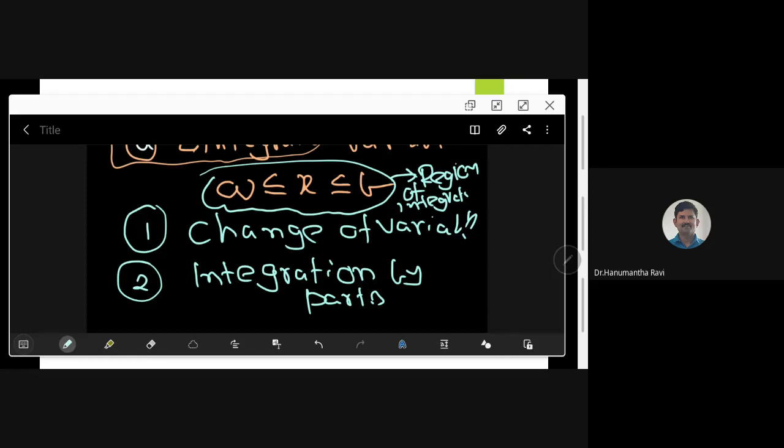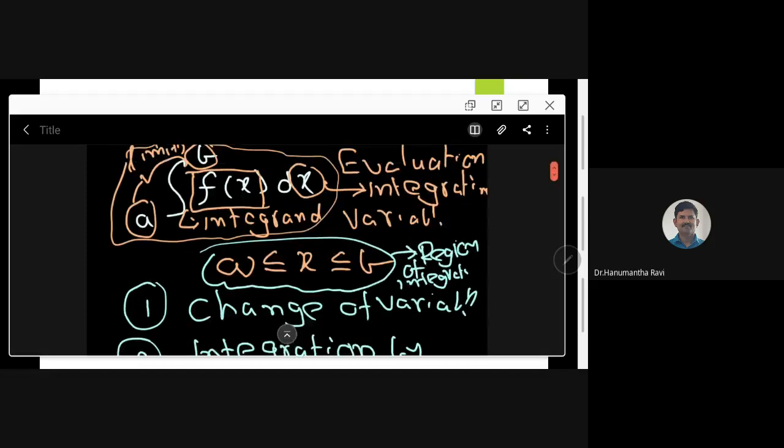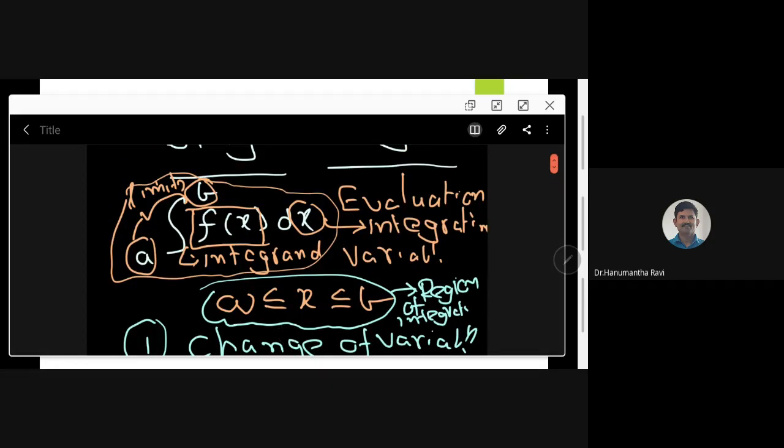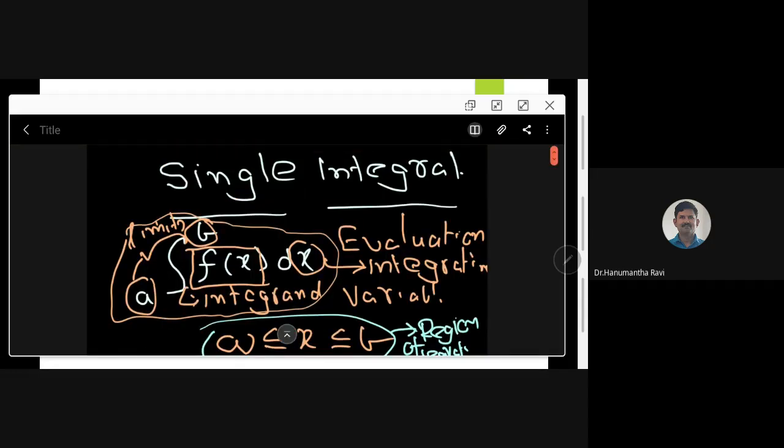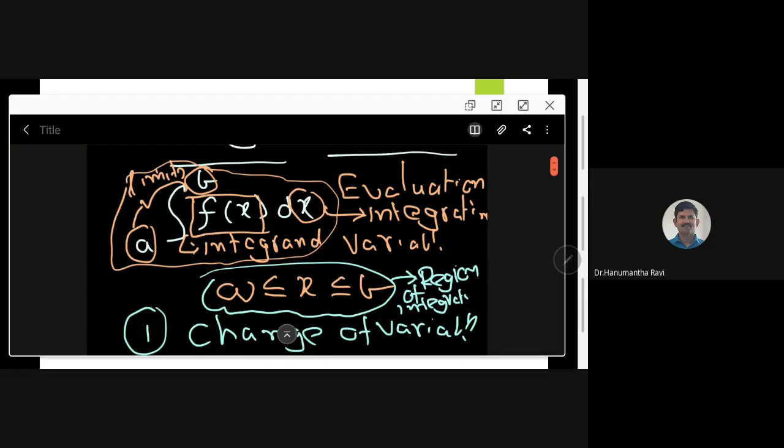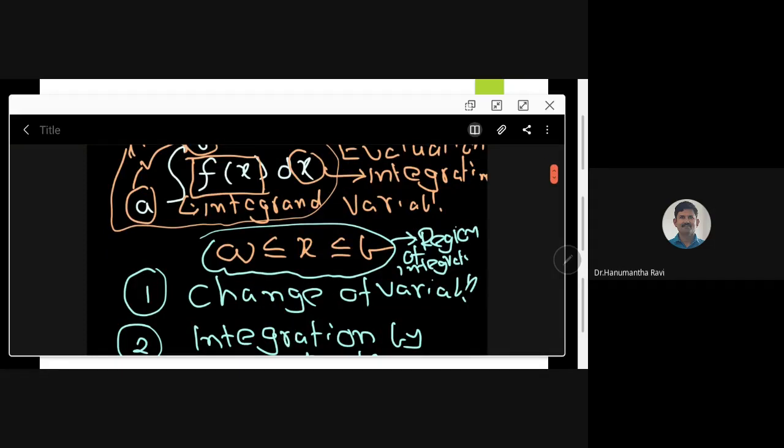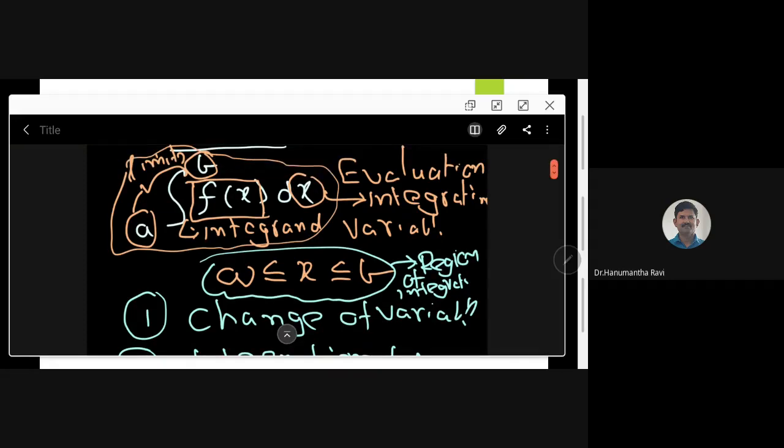The function f of x is a real valued function of a real variable. Real valued function of real variable means the variable takes real numbers and the output, the value of the function, is also a real number. In that context, we are talking about these single integrals. The notions of integrand, integrating variable, and region of integration are the most important things here. When we go for multiple integrals, we use these notions.